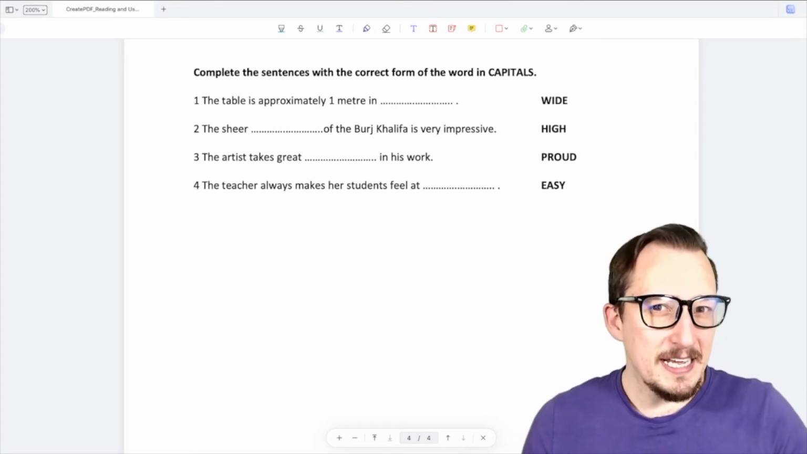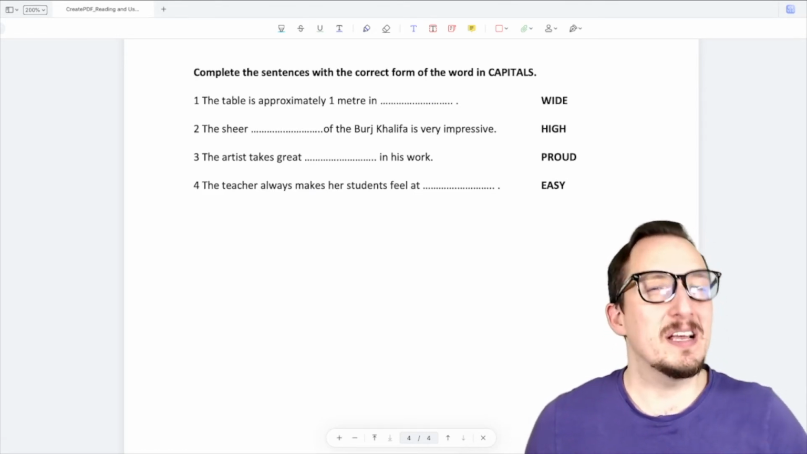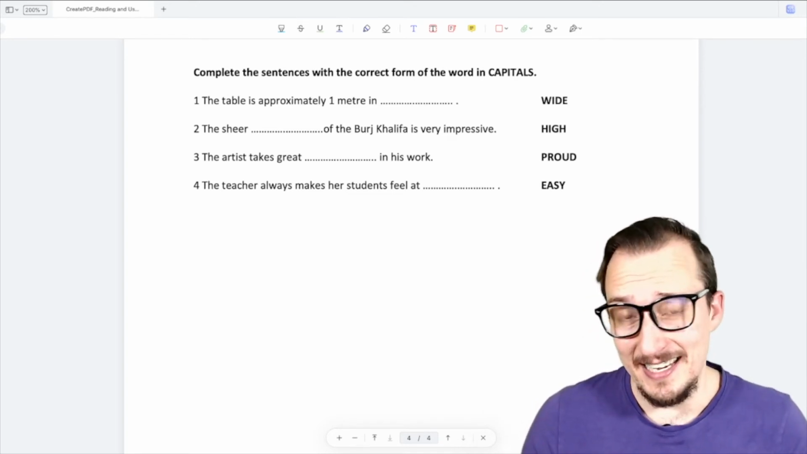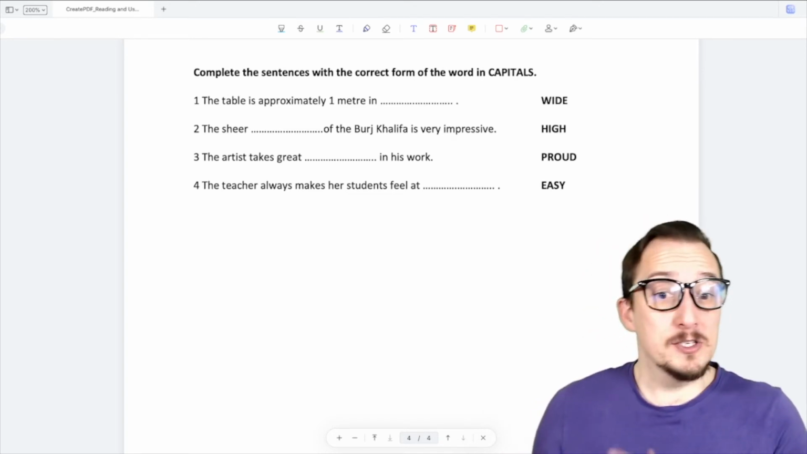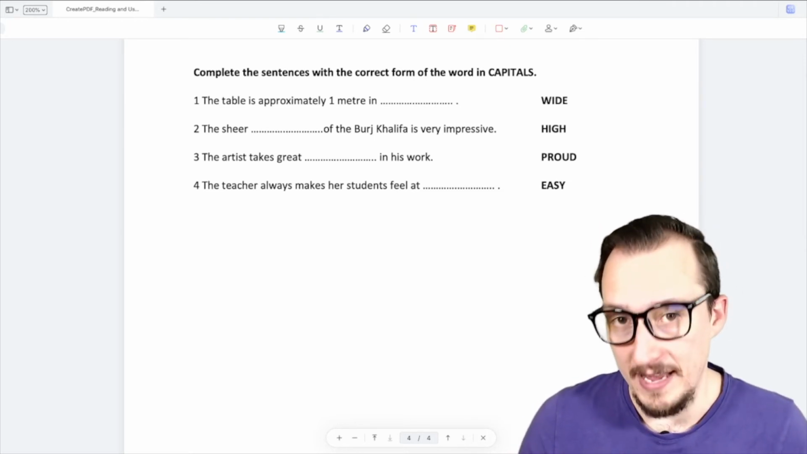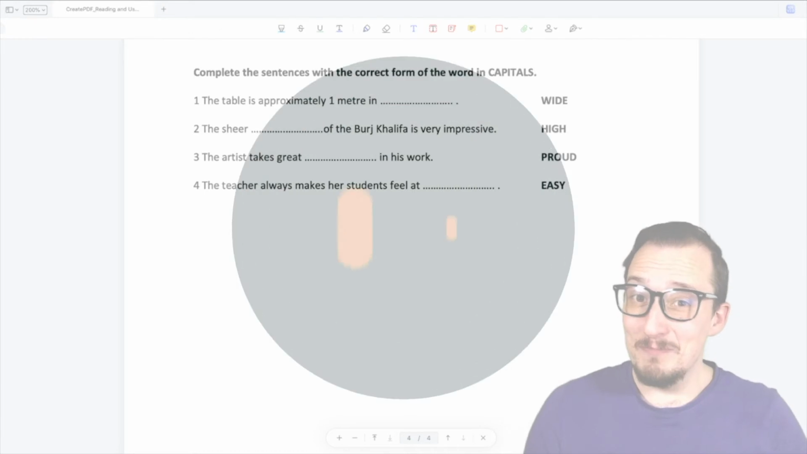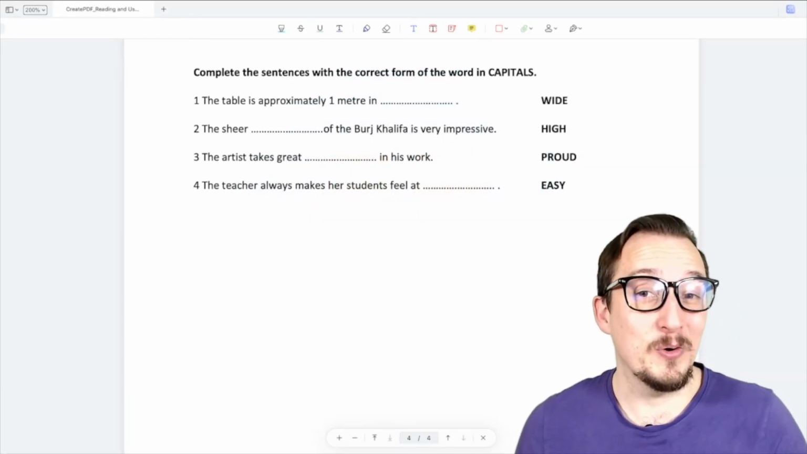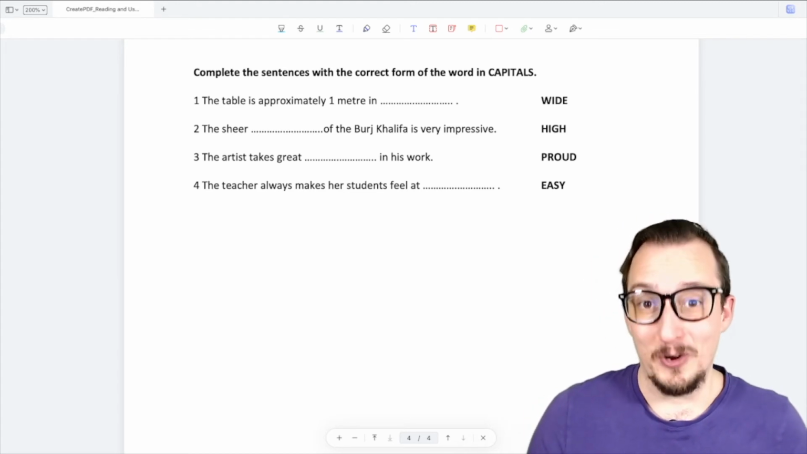Now, depths is one example of what's known as an internal change to a word, and you may see this in the Reading and Use of English Part 3. So on the screen now, I've provided 4 more examples of internal changes. So again, pause the video, take a look, write your answers down, and we'll go through them together and I'll give you the correct answers.